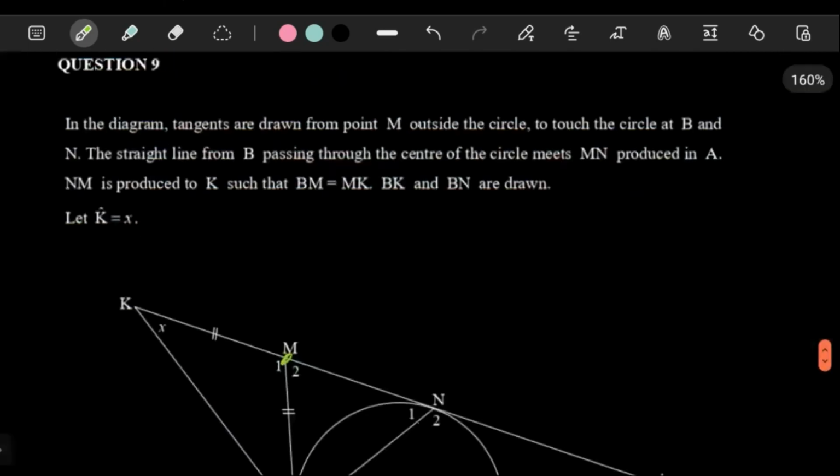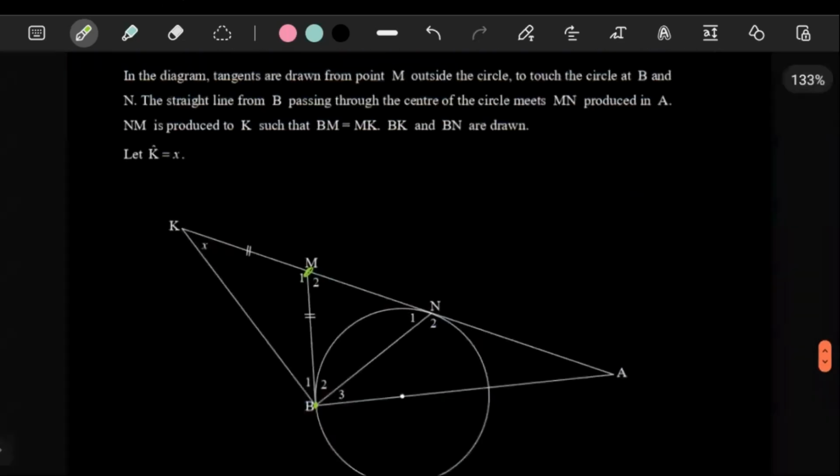Why does it seem so weird reading this statement? But they just want to describe the sketch. You have A, you have B over here. It goes all the way to A. And then you have MN here. It goes also to A. And then it says here MN goes all the way to K, such that you have these lines that are equal to each other. They said BM is equal to MK. And then it says here BK and BM, BK and BN, they are drawn over there.